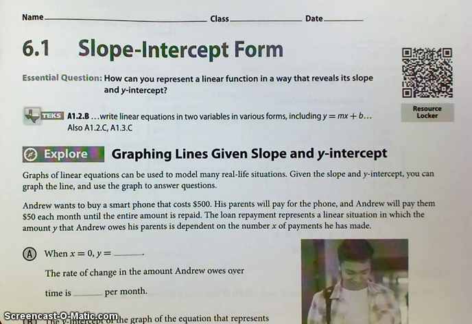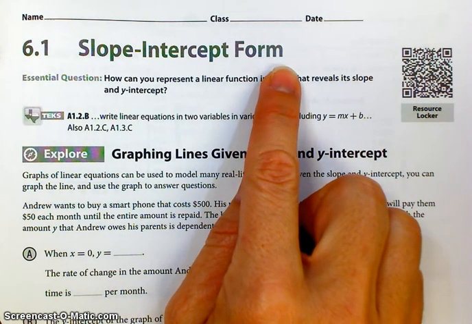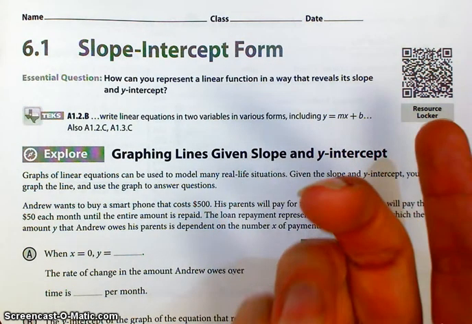All right, this set of screencasts is going to cover Module 6, Lessons 1, 2, and 3. To me, it makes sense to cover them together because they are all talking about different ways to write an equation for a linear function. Module 6, Lesson 1 is slope-intercept form. Remember, that's y equals mx plus b.